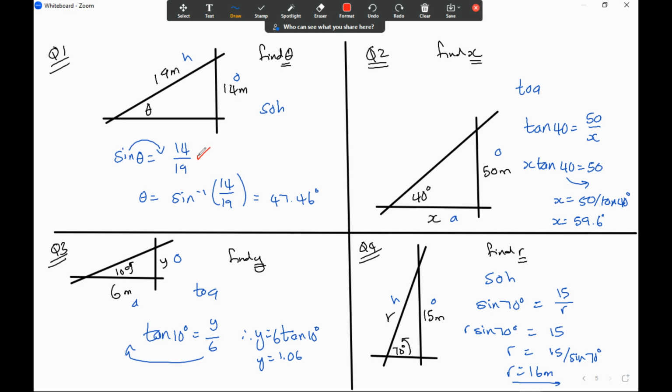Alright, so mark allocation here: getting a mark there, getting a mark for the angle as well. With the unknown side, you could possibly get a mark, 2 marks for working out, and 1 mark for the actual answer, and then 2 marks over here.